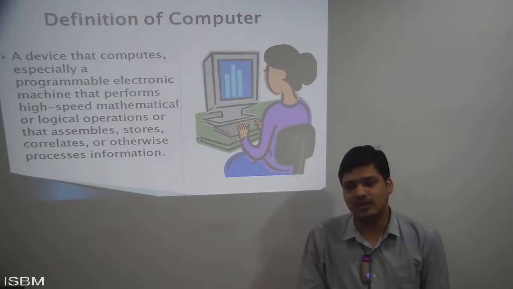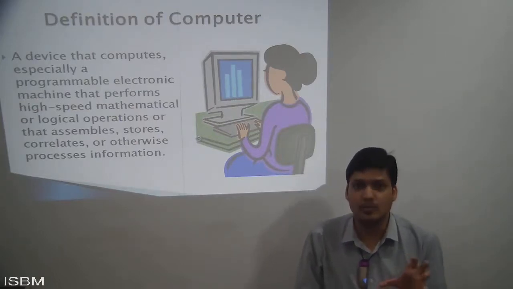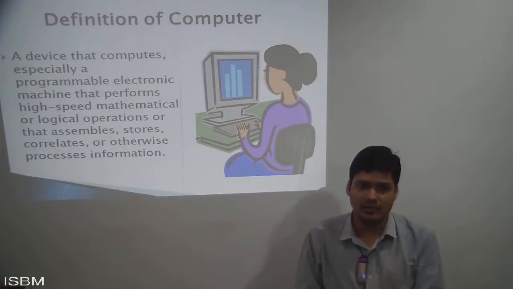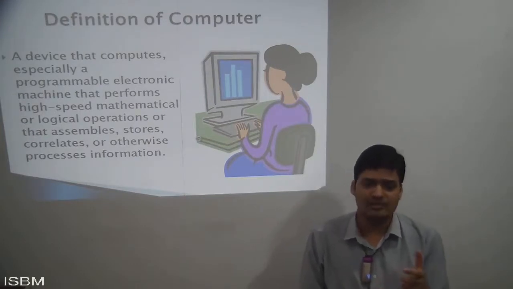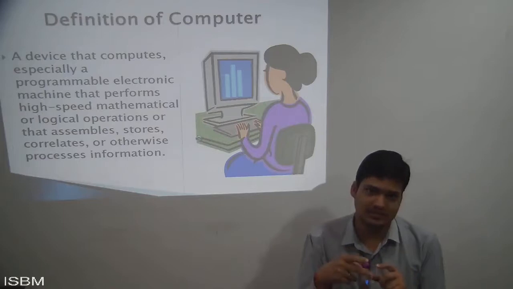Logical operations are what we use while writing a program or some code. There we use logical operations. A simple example: if I have to write one program which adds two numbers.